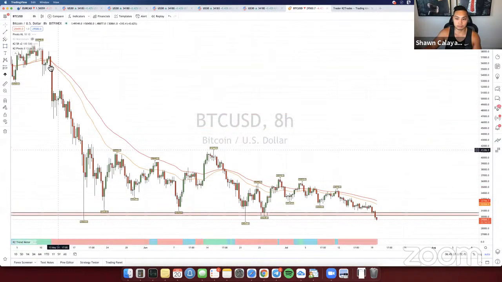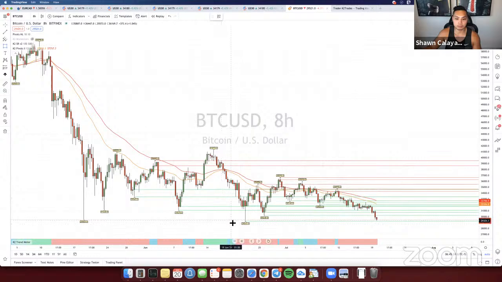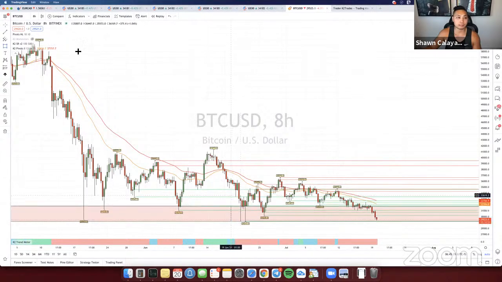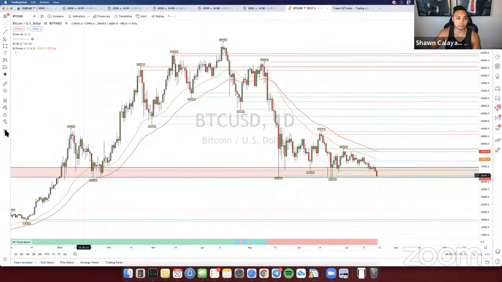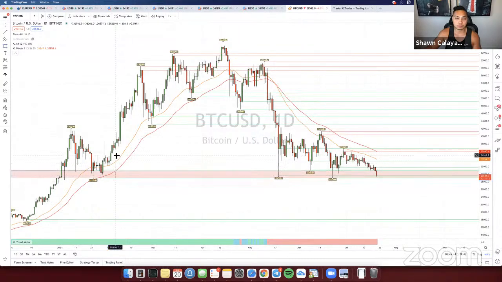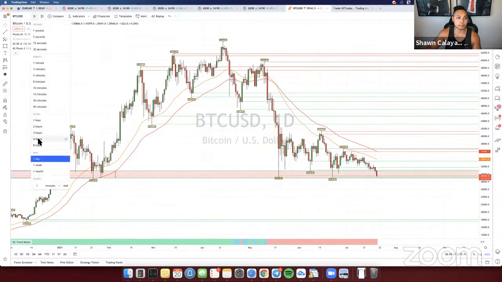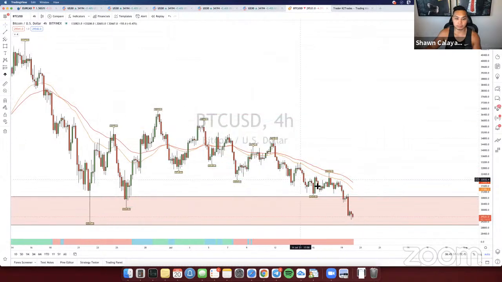Let's go on the 8-hour. Yeah, it's actually at a support right now on the 8-hour. So if you were to draw this right here, it's at the support currently on the daily, actually. If you pull up the daily right here, it's also at a support. If you go back to the 4-hour, yeah, it's at the support, but it doesn't necessarily need to respect it, right? If it wants to break below it, it can break right below it.